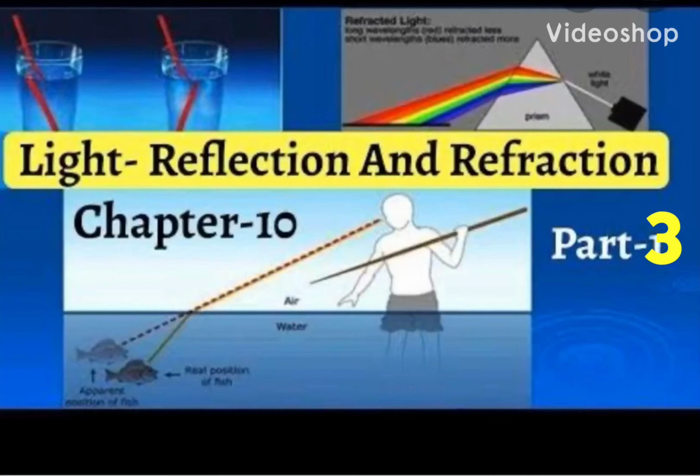Hello students, as you know we are dealing with a very interesting chapter of science, that is chapter 10, light reflection and refraction. In the last lecture we studied ray diagrams for concave and convex mirror. Now in this lecture we will see the uses of concave and convex mirror and the difference between concave and convex mirror. Along with this we will see sign conventions and magnification of spherical mirrors. So let us start with our lecture.